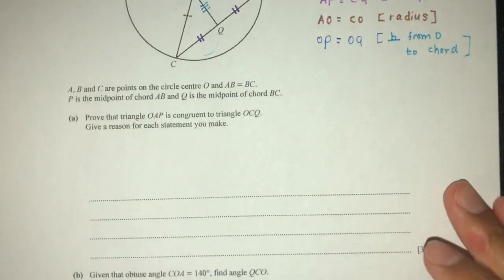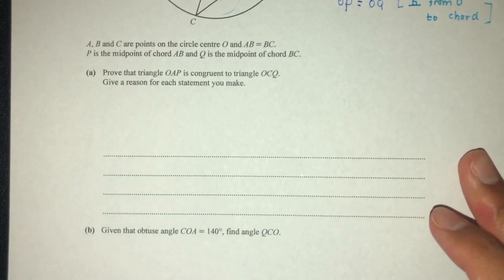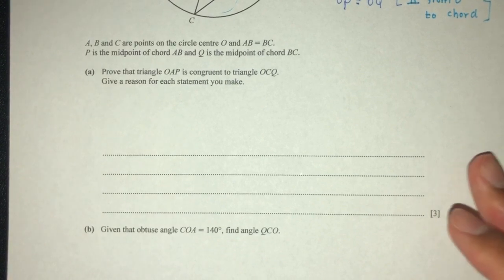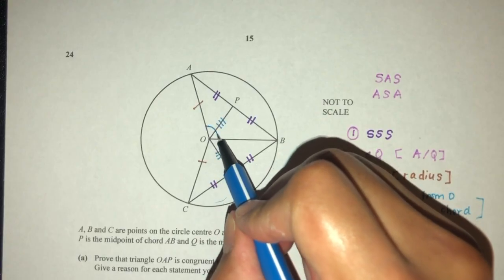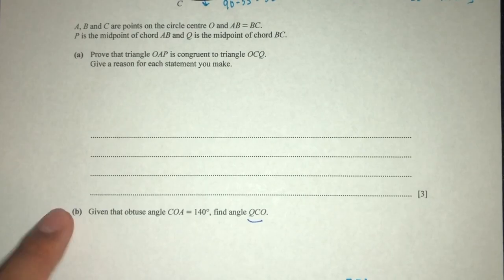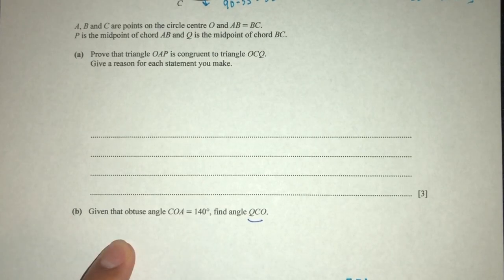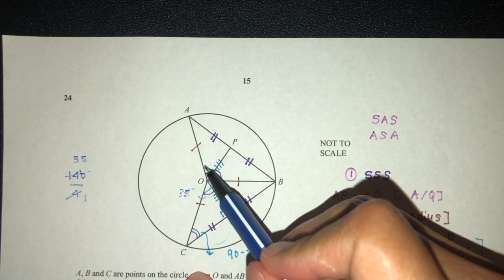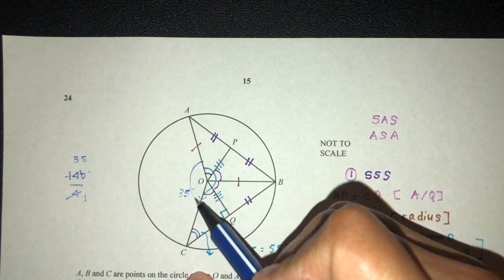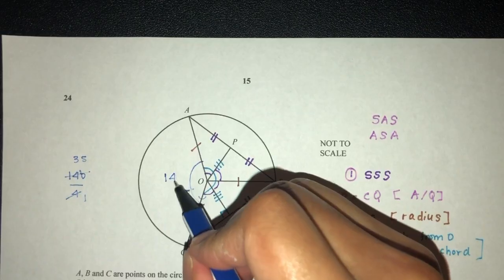Now let's move on to part B. So here we are given that the obtuse angle COA is 140. So COA will be 140. So here in part B, I realized I made a silly mistake. I did not read this correctly. Given that the obtuse angle is 140, which means it is not this one, it is actually the other one. This will be 140.